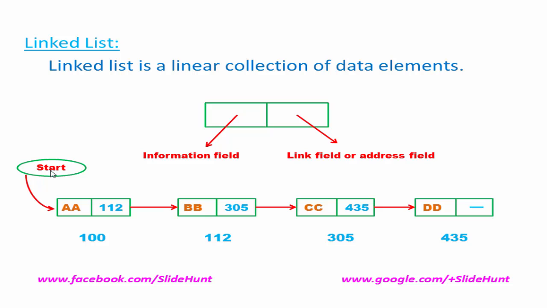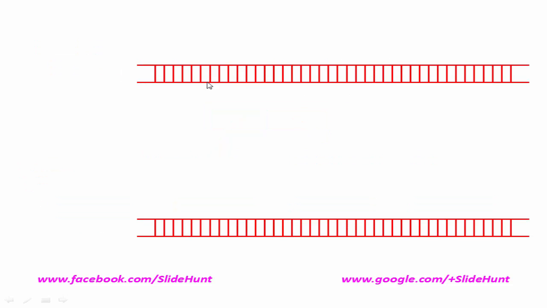All of you know that in a computer system, memory is an important component. Without memory, a computer is useless because all the information or data is stored in computer memory. Suppose this is a computer memory. Each cell of computer memory is considered as 1 byte and each byte has a unique memory address. Suppose the address of this cell is 100, this cell is 101, then 102 and so on.